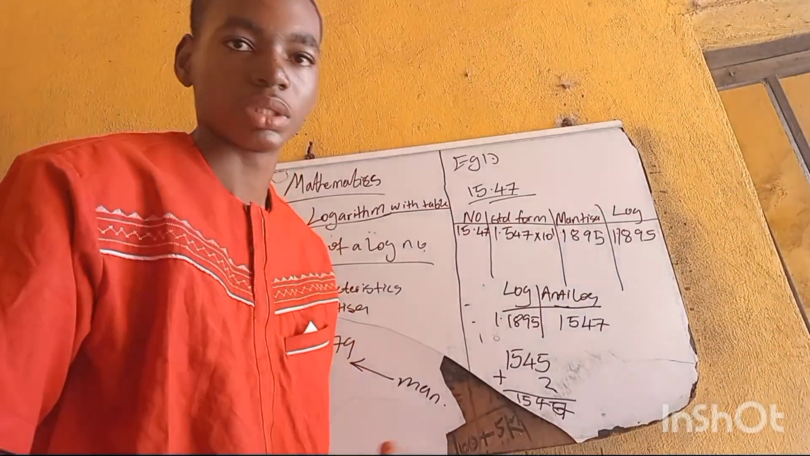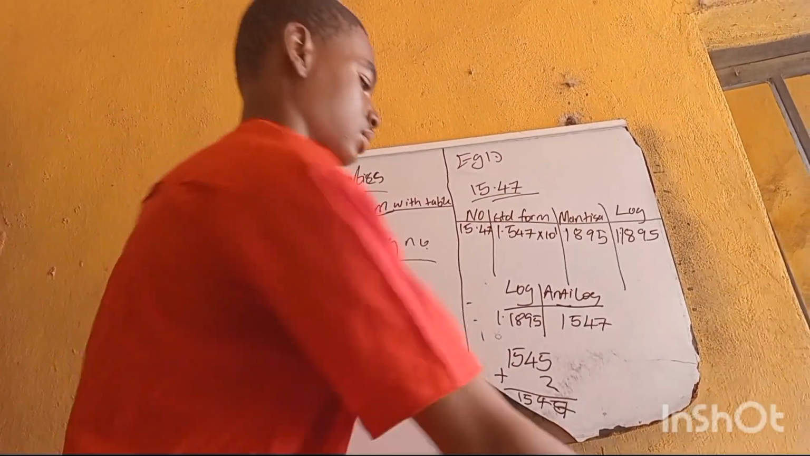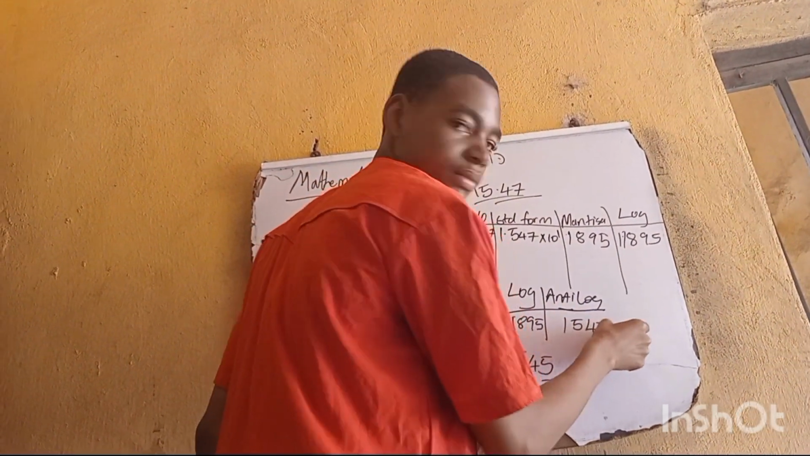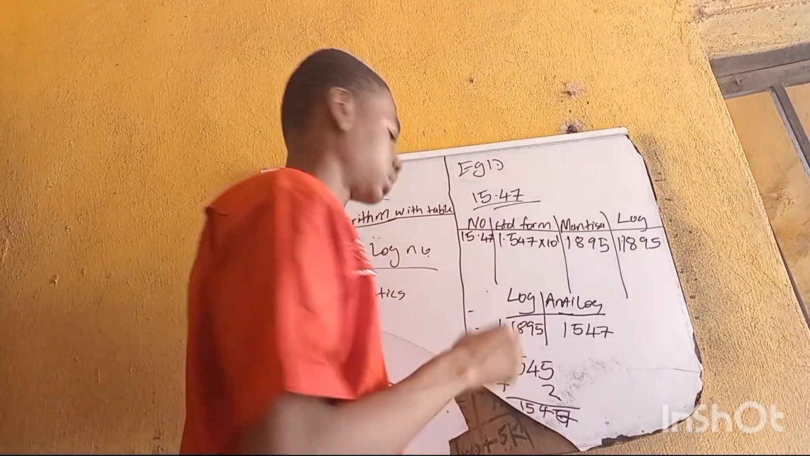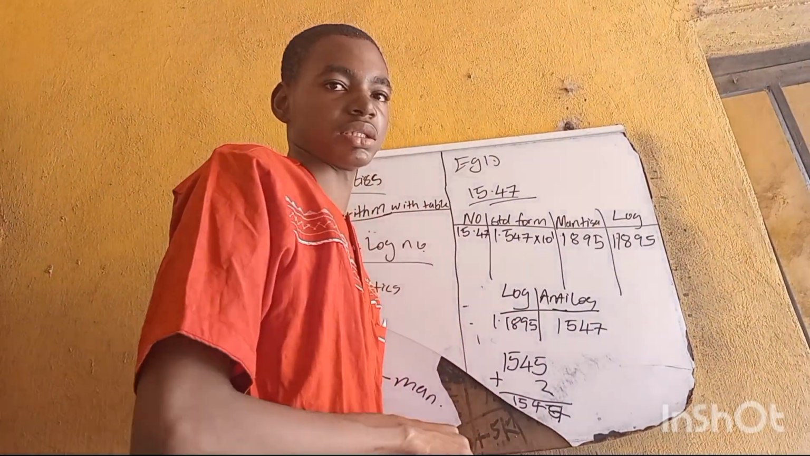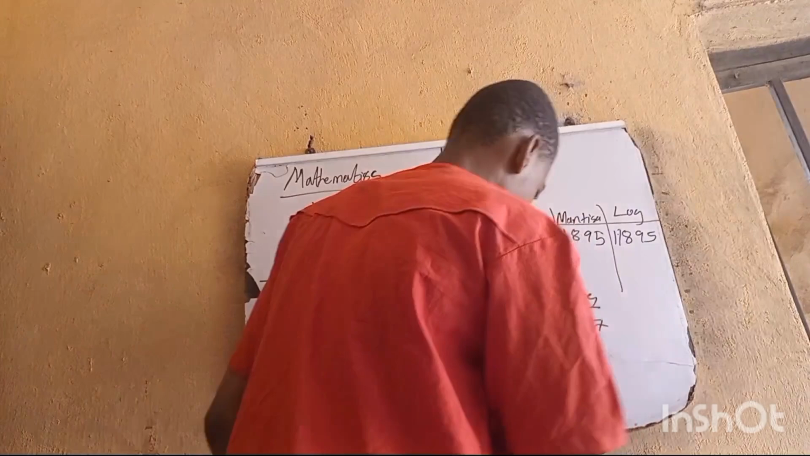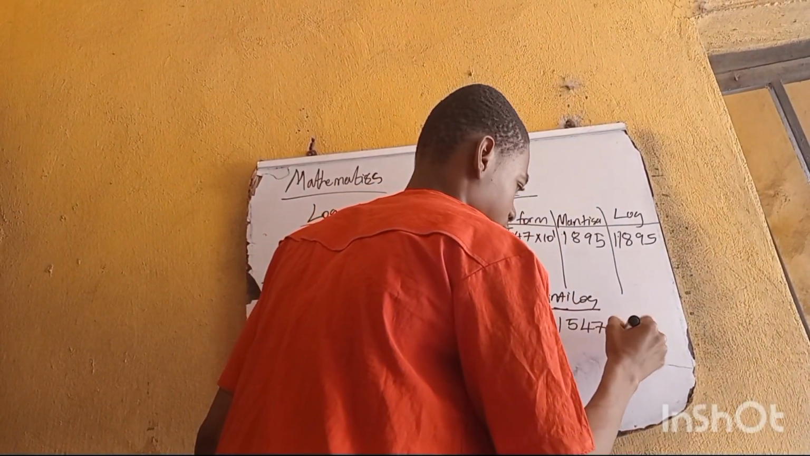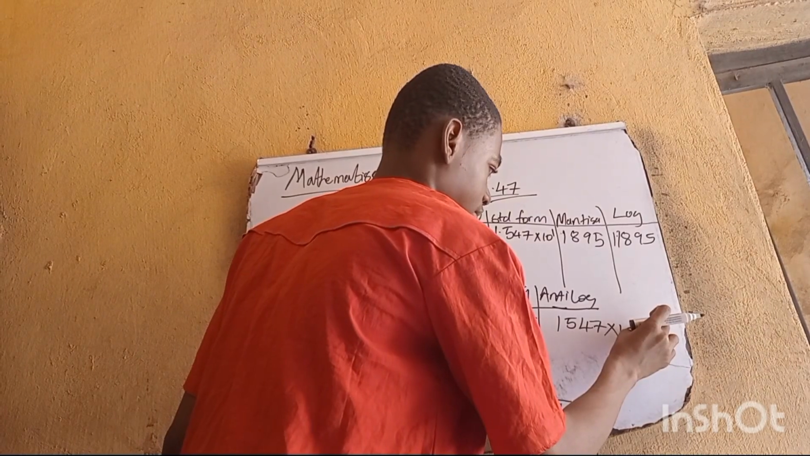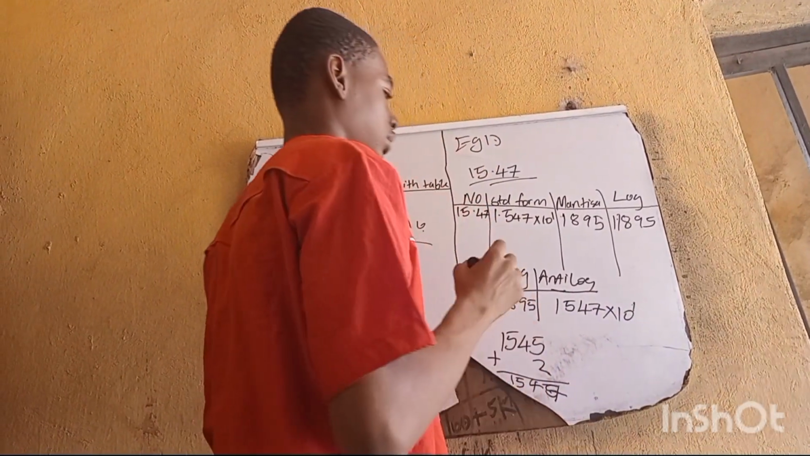We've not found the anti-log yet. We use the mantissa to find these figures. Now we do not ignore the characteristics. The role the characteristics play here is to act as the power. This is multiplied by 10 raised to power minus 1. Now the logarithm code.